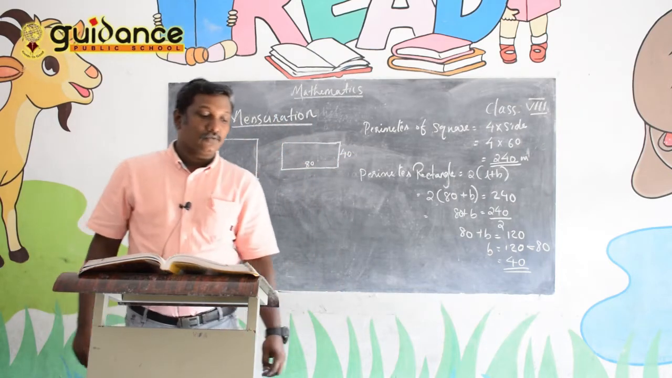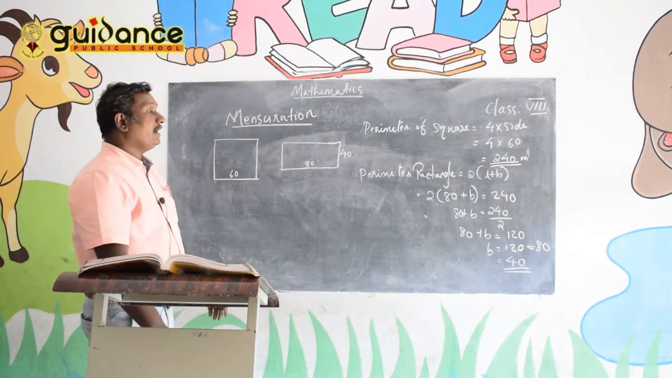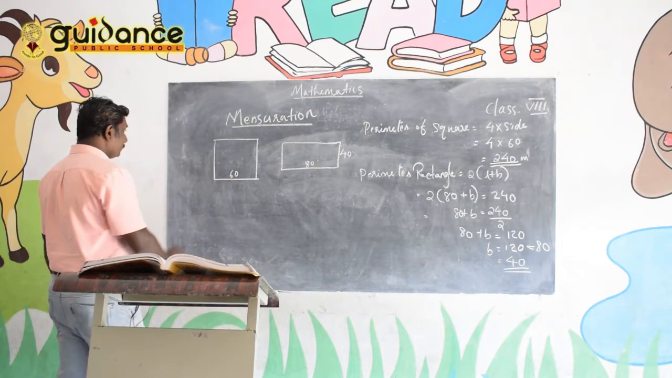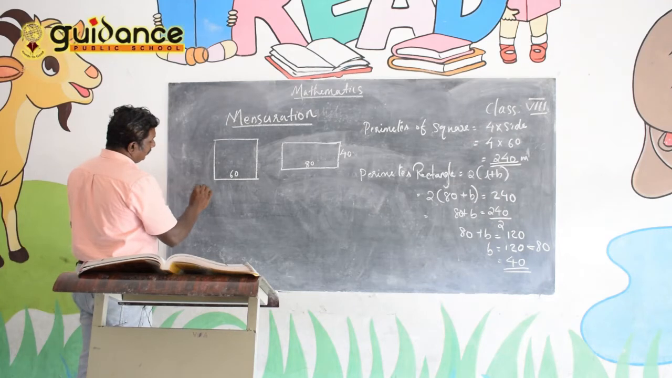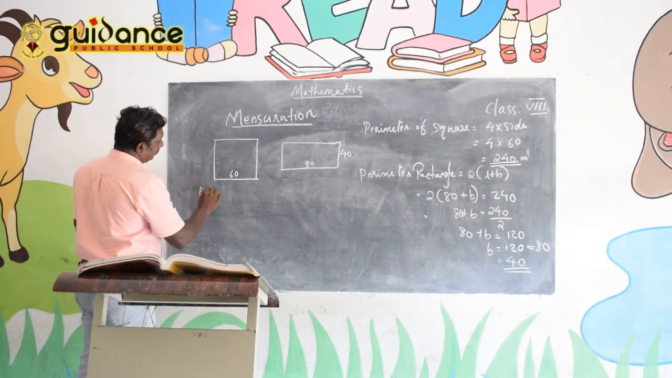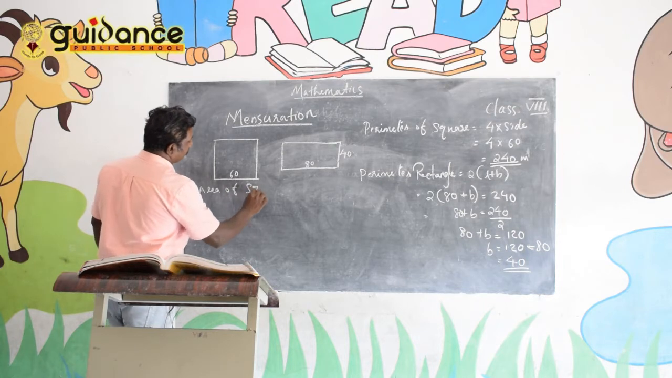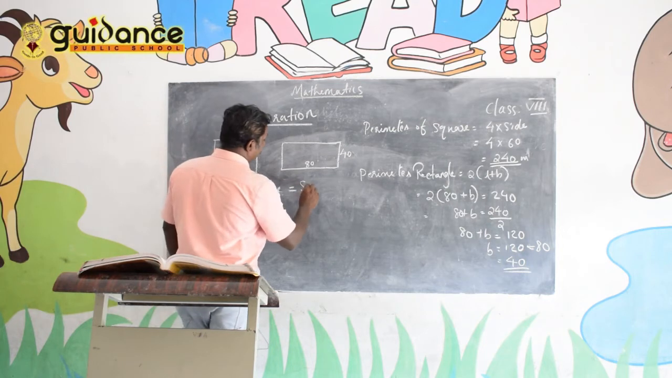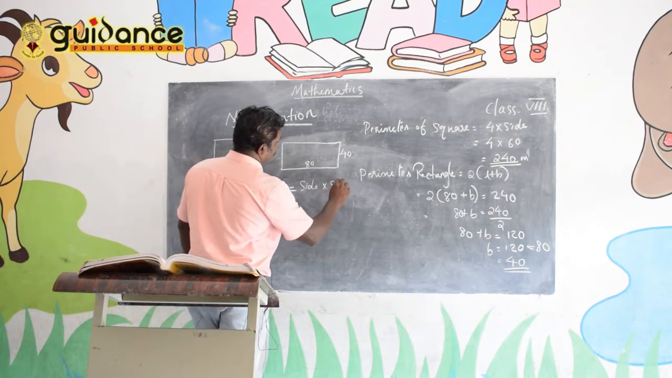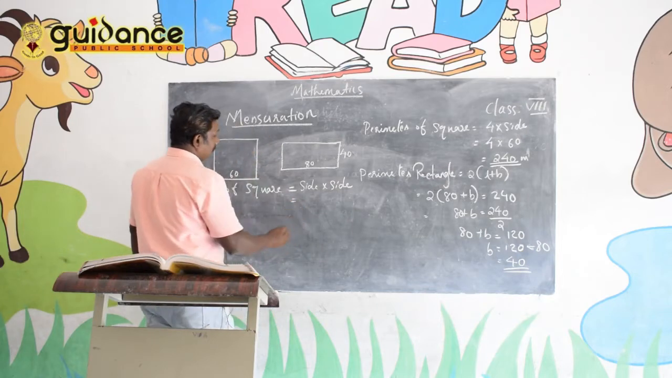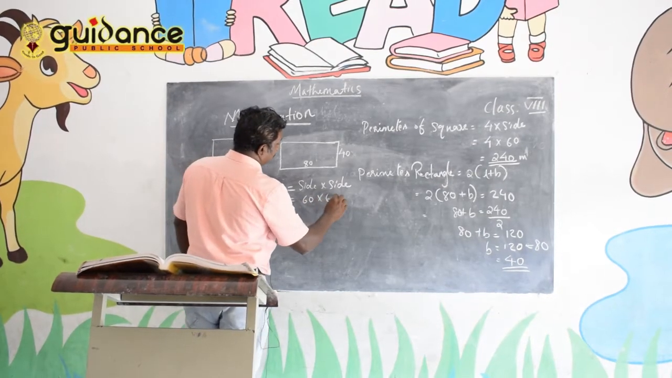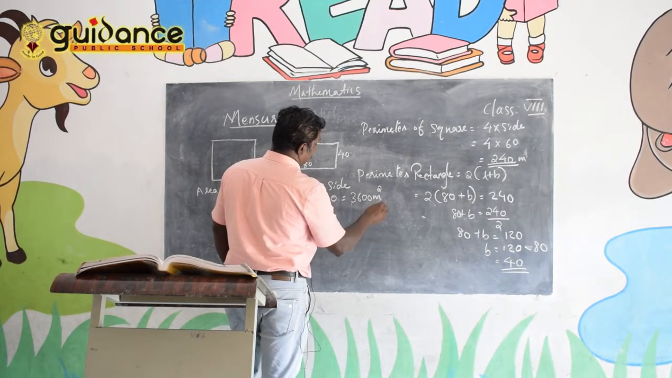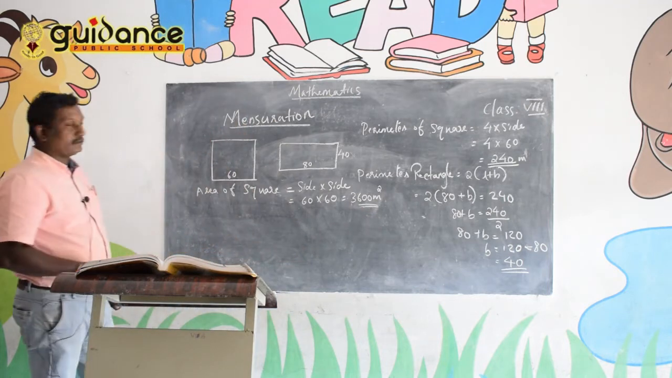Then they asked to find the area of both and which has the larger area. Area of square equals side into side, that is 60 into 60, equals 3600 square meters.